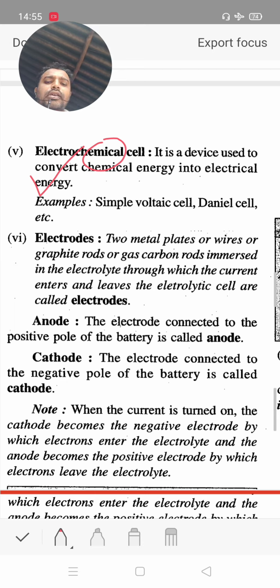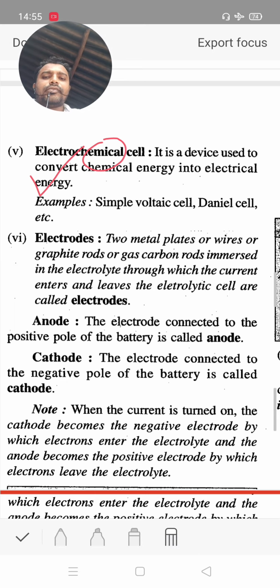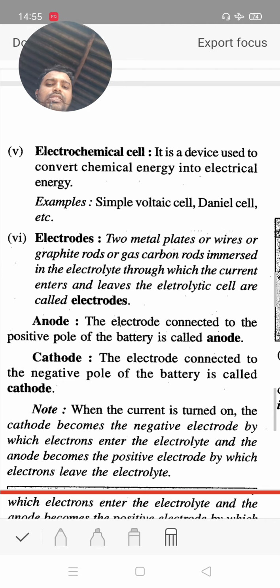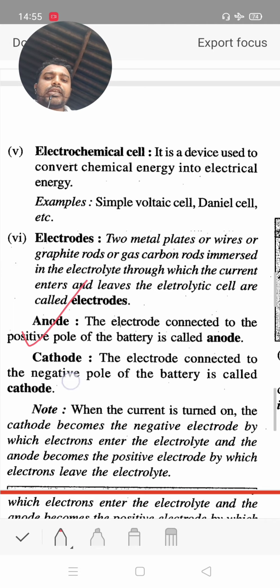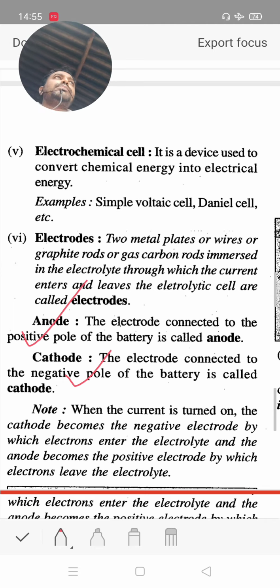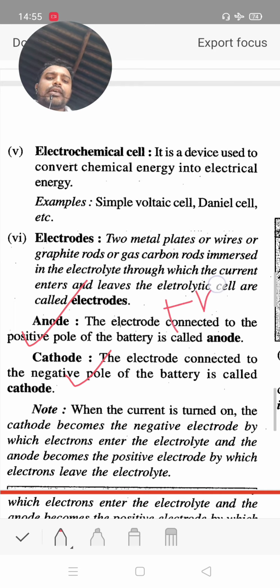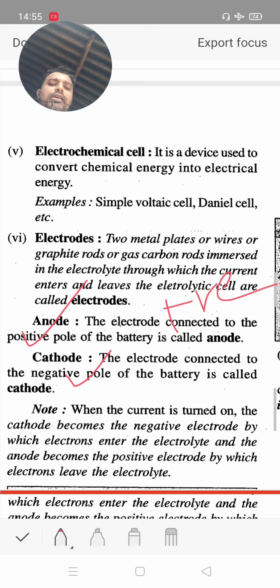Now electrode, there are two types of electrode. First one is anode, another is cathode. Anode is positive charge and cathode is negative charge.